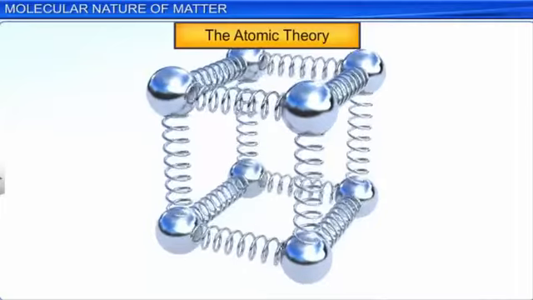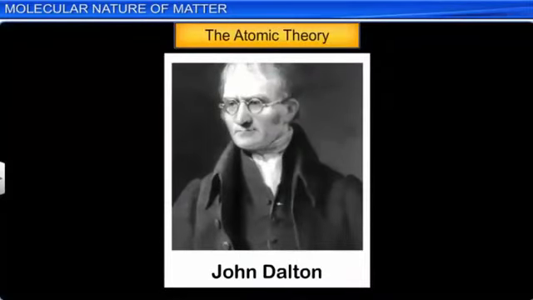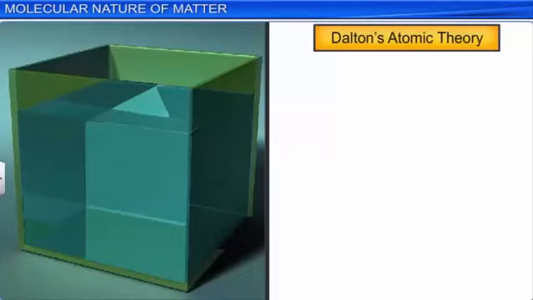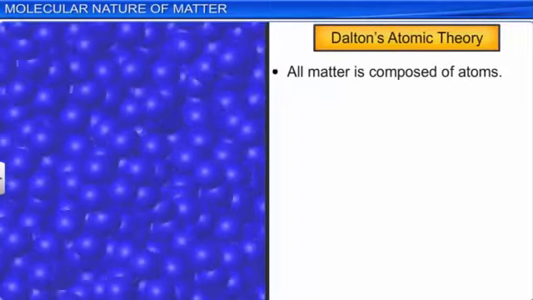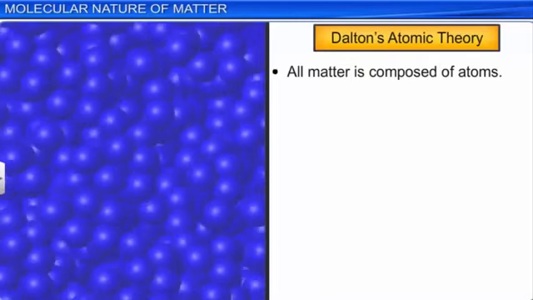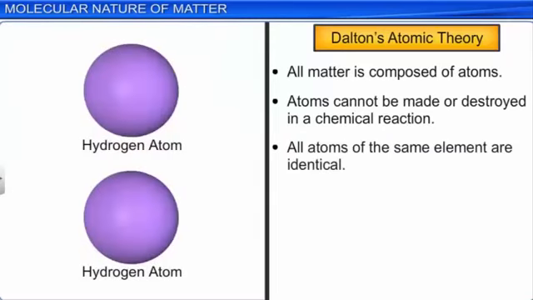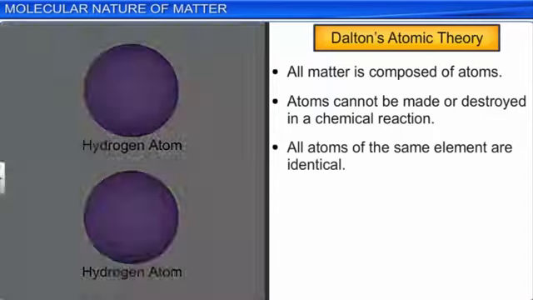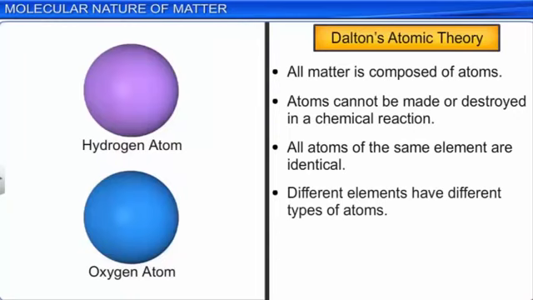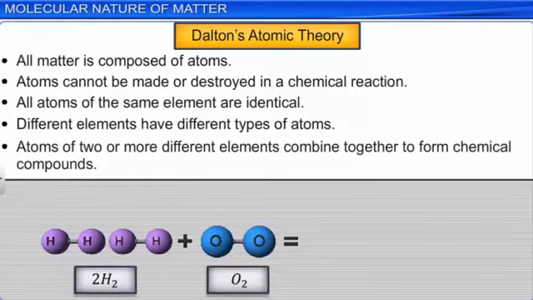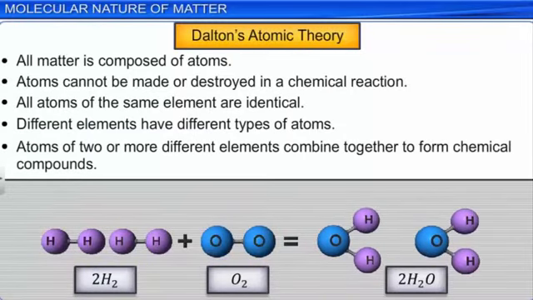Atomic theory is credited to John Dalton. Dalton's atomic theory states that all matter is composed of atoms. Atoms cannot be made or destroyed. All atoms of the same element are identical. Different elements have different types of atoms. Atoms of two or more elements combine to form chemical compounds.